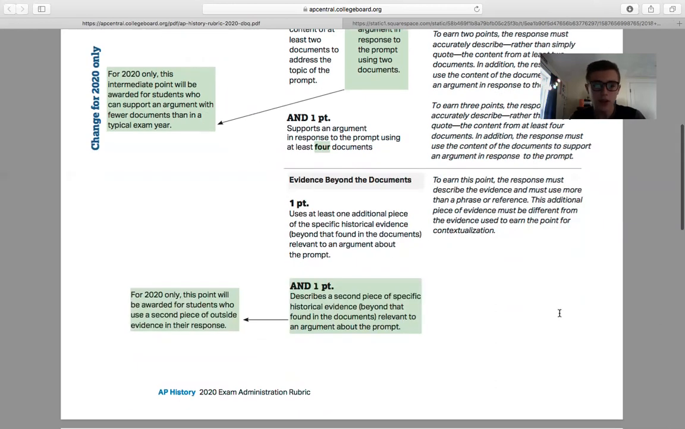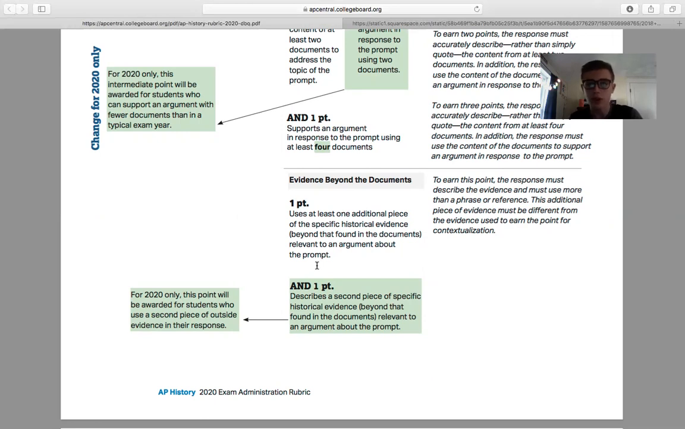And then evidence beyond the documents. You can get 1 point for using at least one additional piece of specific historical evidence beyond that found in the documents, relevant to an argument about the prompt. So to get this point, the response must describe the evidence and must use more than a phrase or reference.